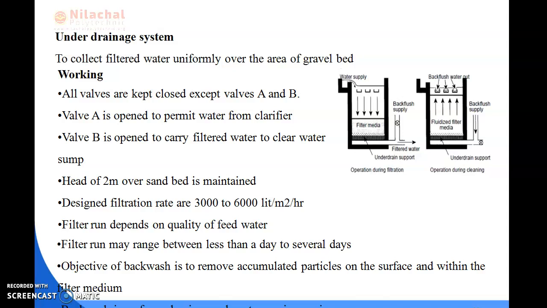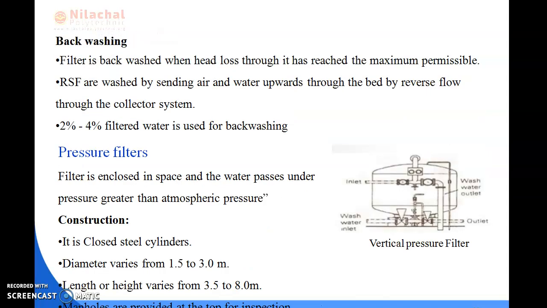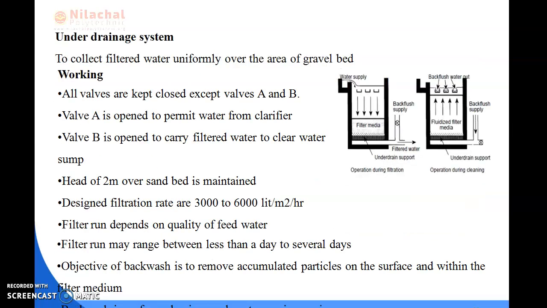And the objective of the backwash is to remove the accumulated particles on the surface and within the filter media, and the backwash is performed using wash water or air scouring. And what do you mean by backwash? Backwashing means the filter is backwashed when the head loss through it has reached the maximum permissible, and 2 to 4% of filtered water is used for backwashing. Okay, so rapid sand filters are washed by sending air and water upward through the bed by reverse flow through the collector system. Okay, so this is all about rapid sand filters.